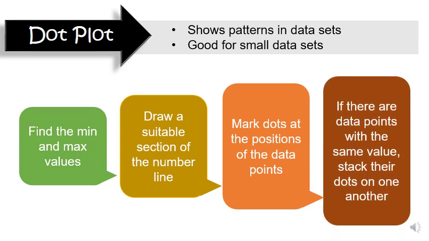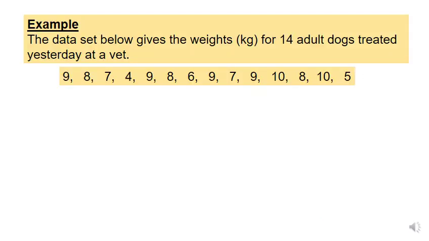And take note, if the data points have the same value, you're going to start stacking them on top of each other very neatly so that you can see the pattern. So for example, we have the small data set below, and it's the weights in kgs for 14 adult dogs treated yesterday at a vet.